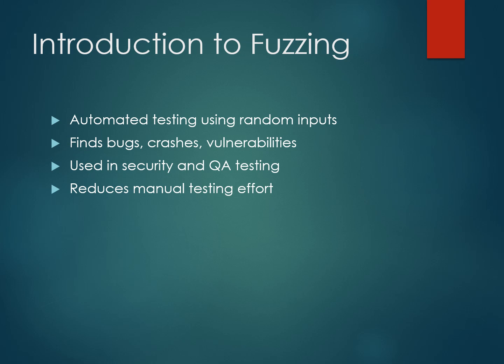So, the introduction to fuzzing. Fuzzing is an automated software testing technique where random or modified inputs are given to a program to identify crashes, bugs, and security vulnerabilities. Normally we would be doing manual testing, but in this case it automatically generates many inputs to discover unexpected behavior. It is used in security and QA testing and reduces manual testing effort.